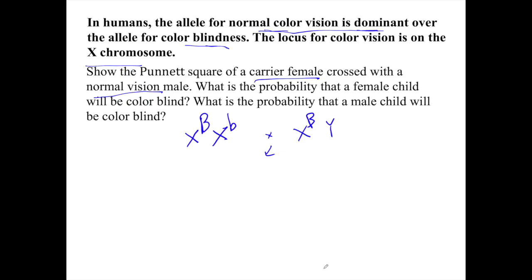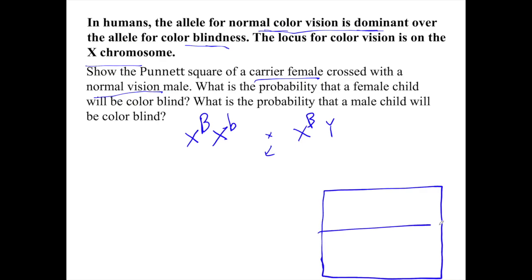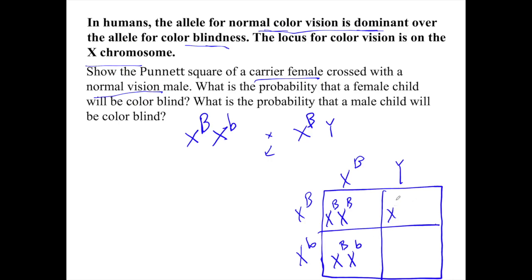Well, to figure out their kids, what you want to do is a Punnett square. Okay, so this male here, the possible gametes you can make is X with a big B or Y. Female, the gametes you can make is X with a big B or X with a little b. Okay, then you fill in the Punnett square: X big B, X big B; X big B, X little b; X big B, Y; X little b, Y. So inside the Punnett square, those are the possible kids from these two parents.